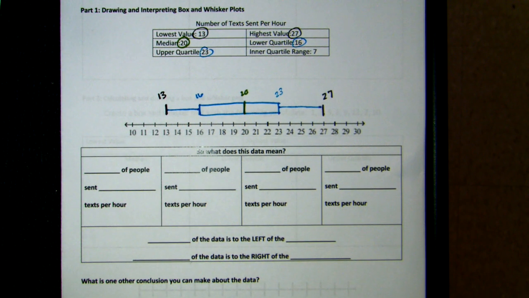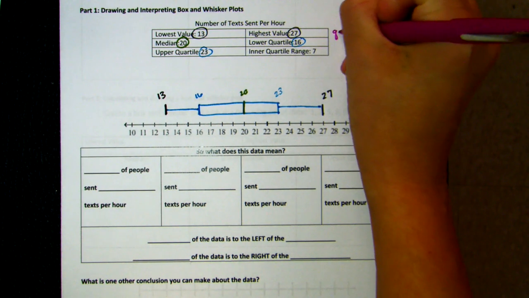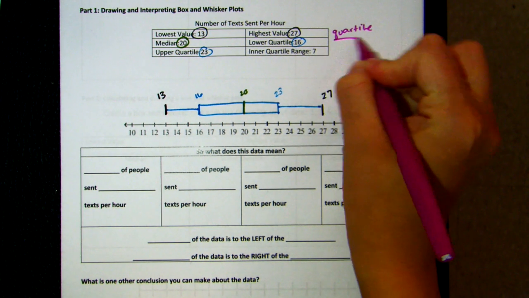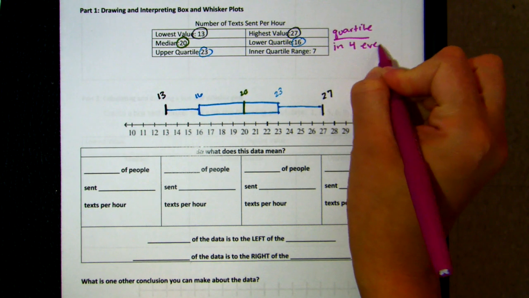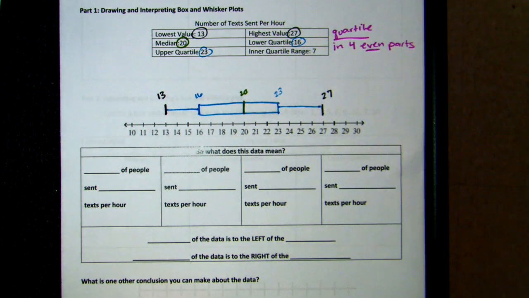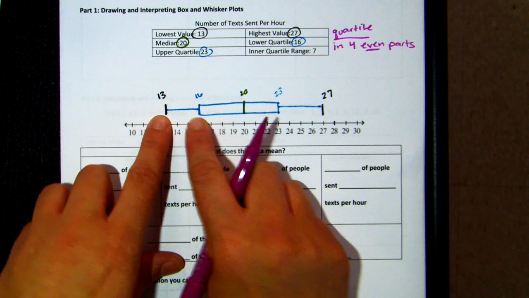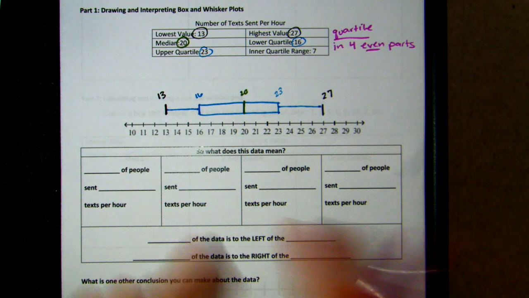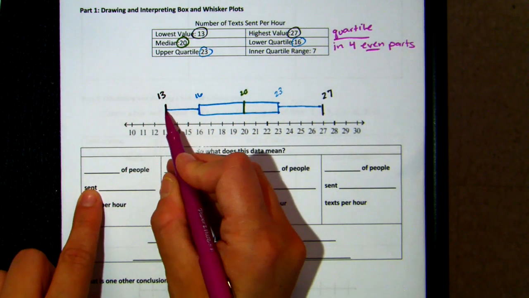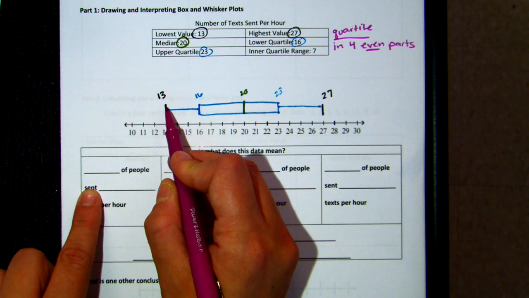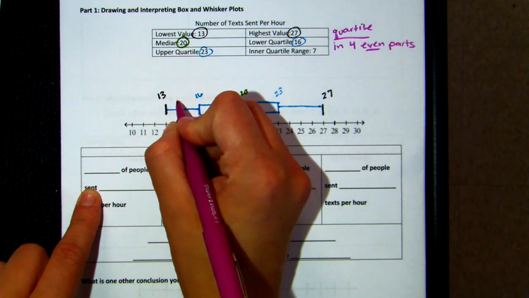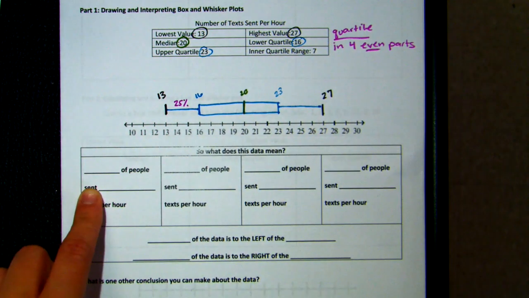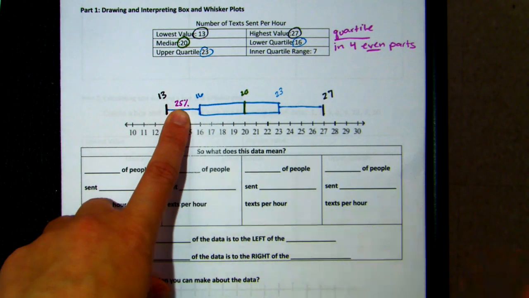Now the more important thing is, okay, what does this data mean? Reminder, we've been using the word quartile here, and quartile just means in 4 even parts. So if 100% of our data is broken into 4 even parts, each part should be the same percentage, or the same amount. So what that means is from 13 to 16, from my lowest value to my lower quartile, 25% of my data lies there because 25 is 1/4 of 100.